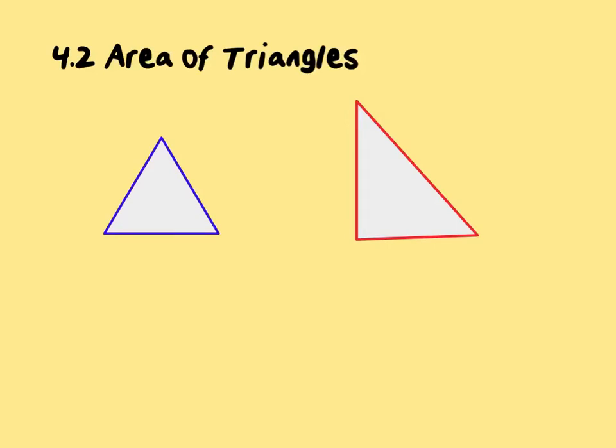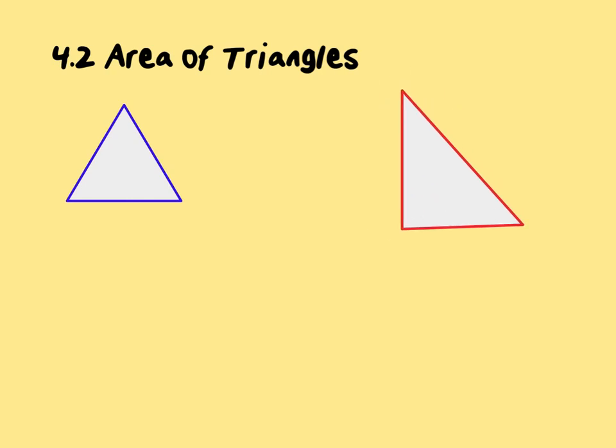Hey students, we are on lesson 4.2, which is the area of triangles today. Now, one of the things I want to point out to you is there are different types of triangles out there. We have a triangle that looks like this, and it's called an isosceles. That's all the sides are equal.